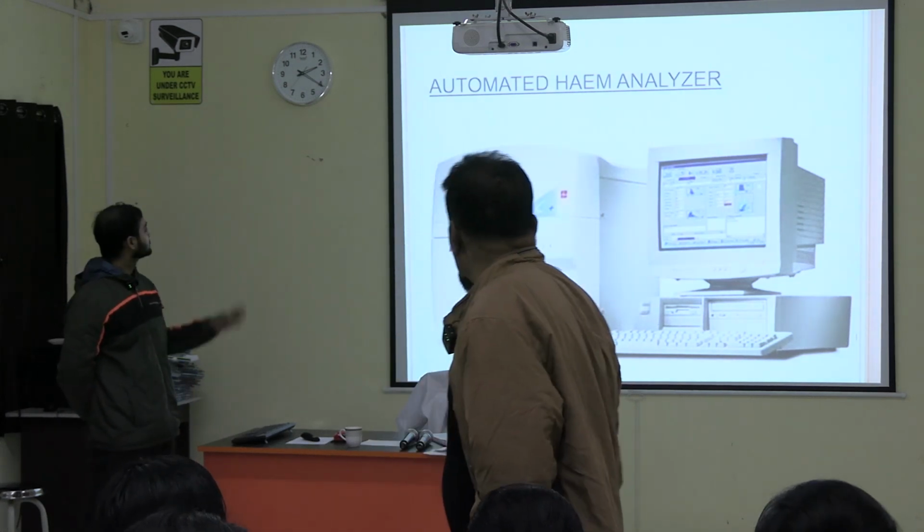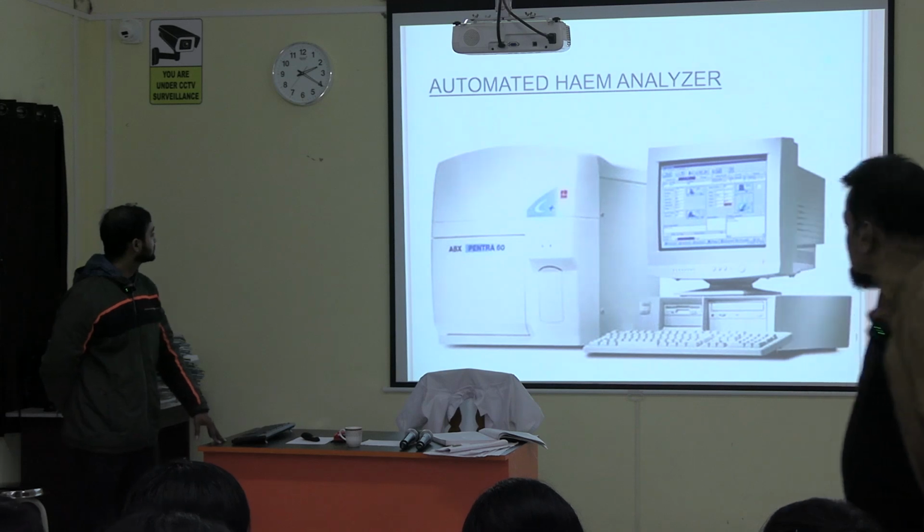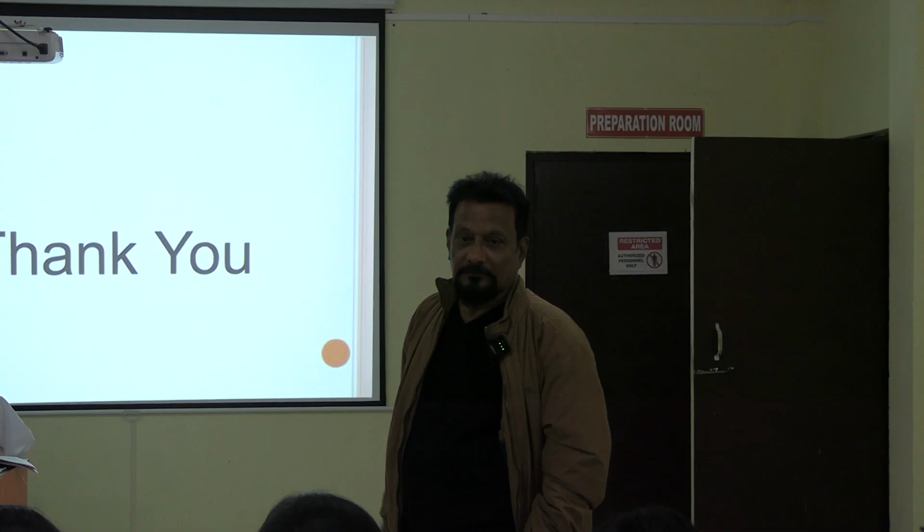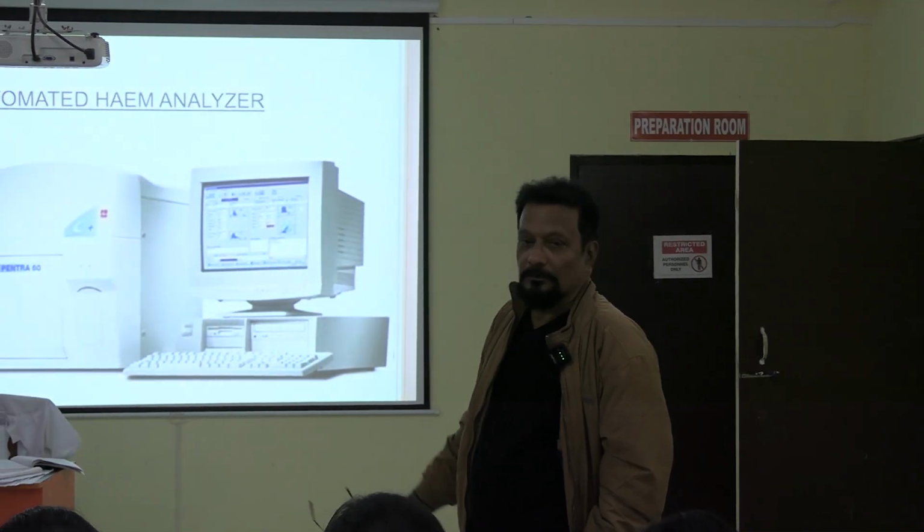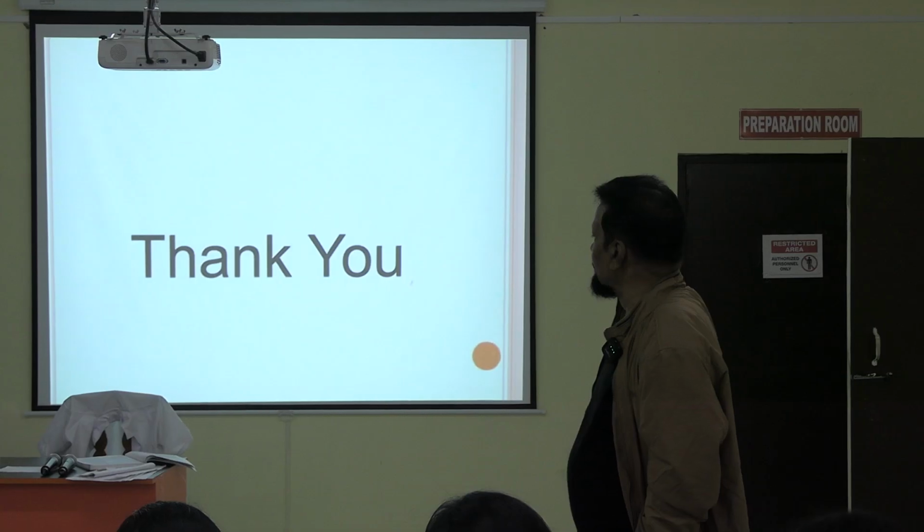So this is the machine. This is the automated machine where the cells are counted. Not only RBC count, WBC count, all the counts will come. Okay.